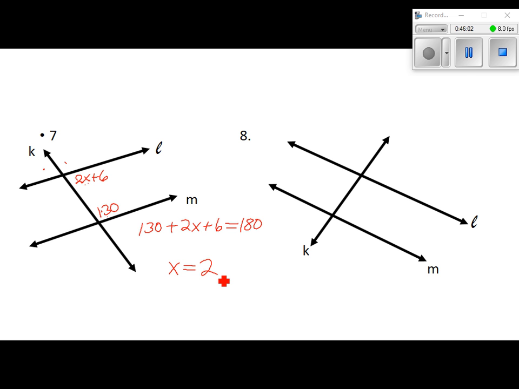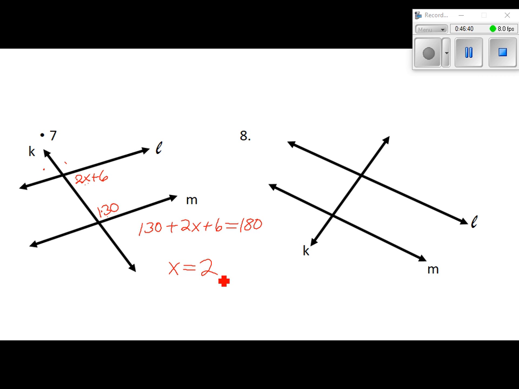Now, what do you do with 136? Subtract it, right? It's 2x over here, right? 180 minus 136. Good job.